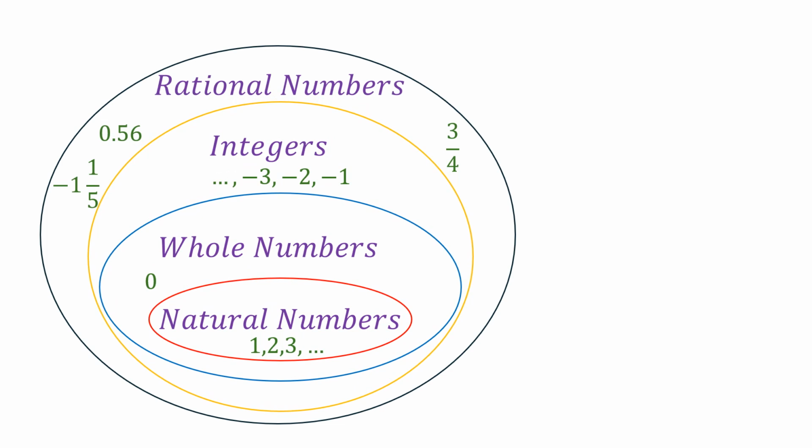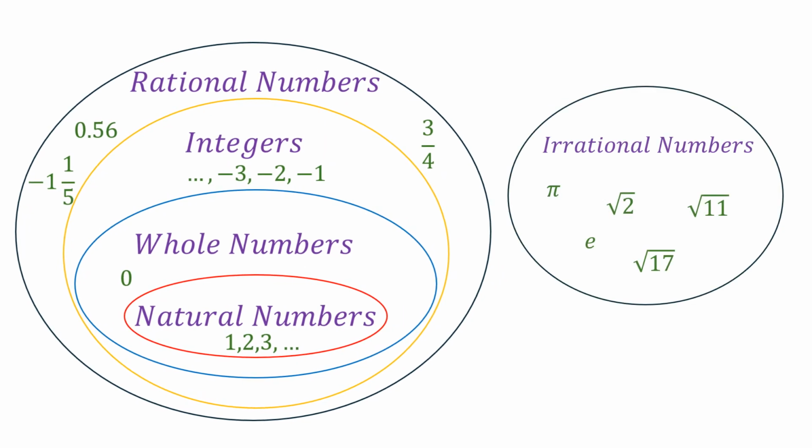And then outside the rational numbers are what you call irrational numbers. These are numbers which cannot be written as a fraction. And all of these, both the family of rational numbers and the irrational numbers, are all part of what you call real numbers.